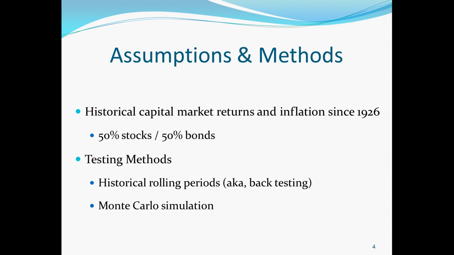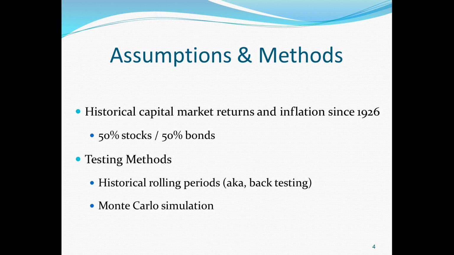Now I'm going to talk a bit about how these studies are done, and this is not just my work, but also the work of other retirement researchers that you'll see published in various journals. All of these studies are based on the Morningstar Ibbotson database, which is the historical capital market investment returns and inflation since 1926. Retirement researchers use this historical data to test the success probability of an initial withdrawal rate or withdrawal strategy. In my work, I assume a portfolio invested 50% in stocks and 50% in bonds.